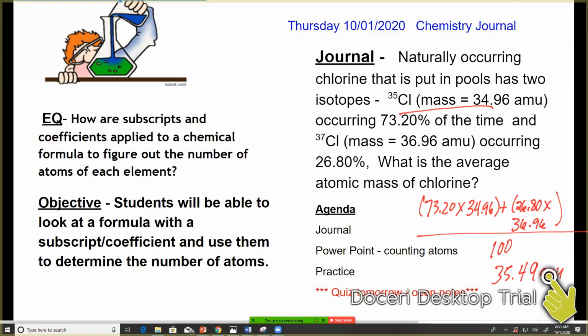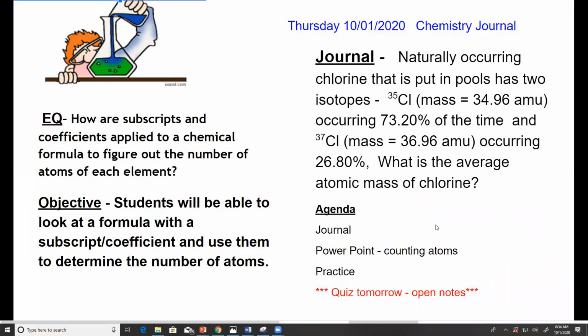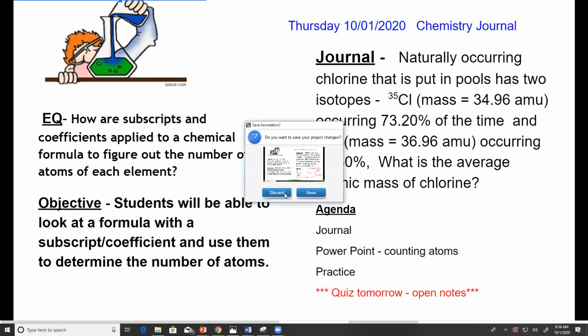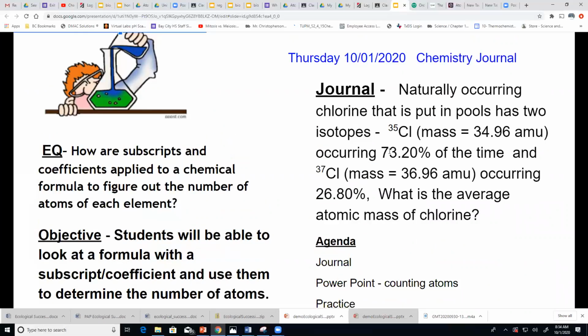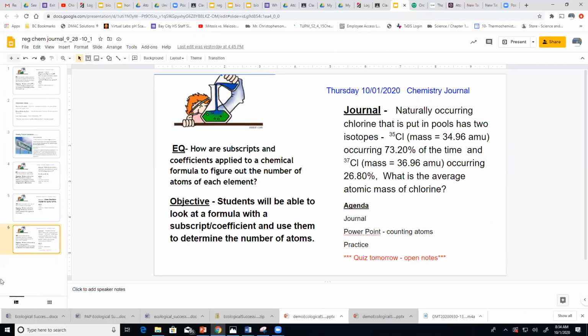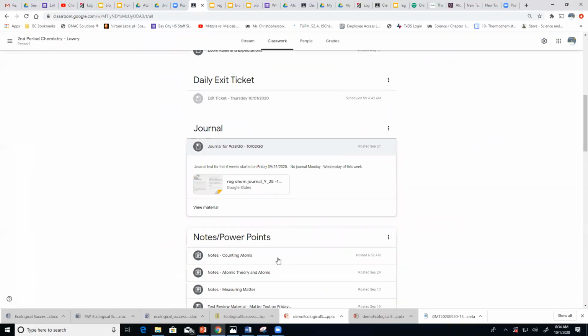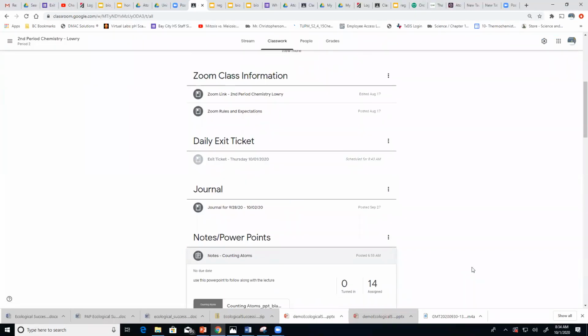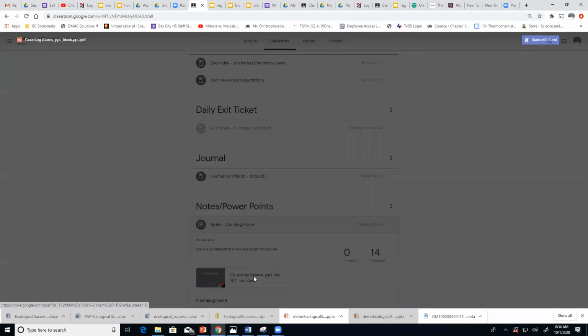All right, I gave you a little short packet of notes that you can put with your other ones. And it's just about counting atoms. So like I said, this may be a repeat, but I just thought we would refresh our memories before we do molar mass tomorrow.